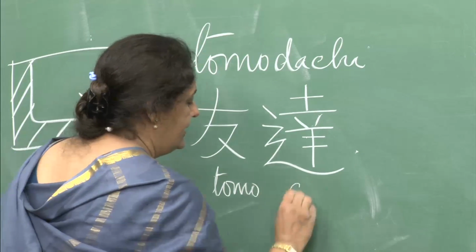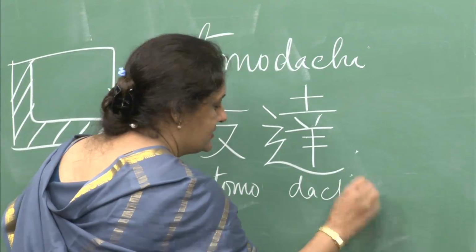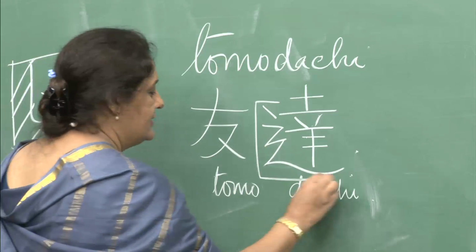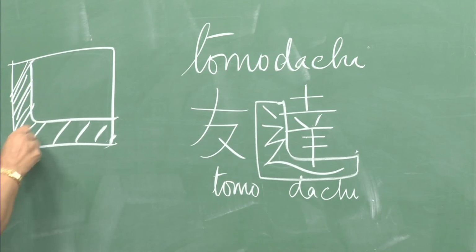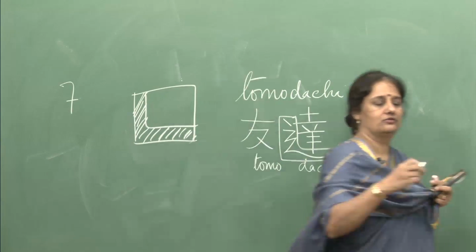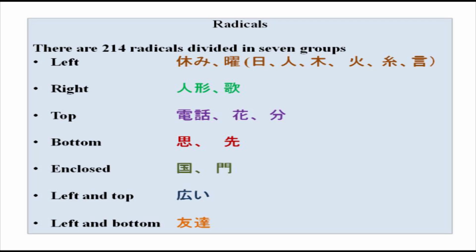Tomo and dachi. This is the character that we were talking about in the beginning. This is how it will come. Now, what is the meaning of this character? This means passing through, going through. So, when you look at a kanji character, you are very sure that the meaning could be from this.